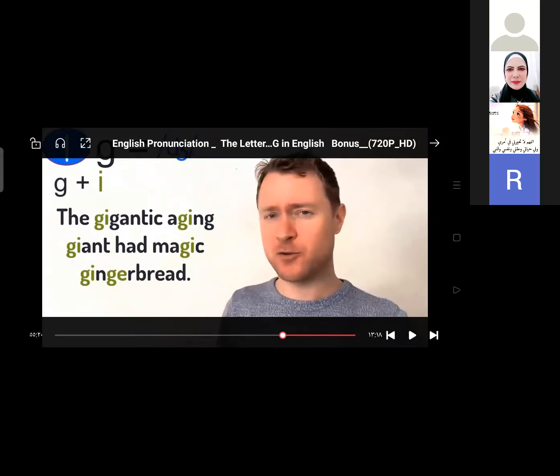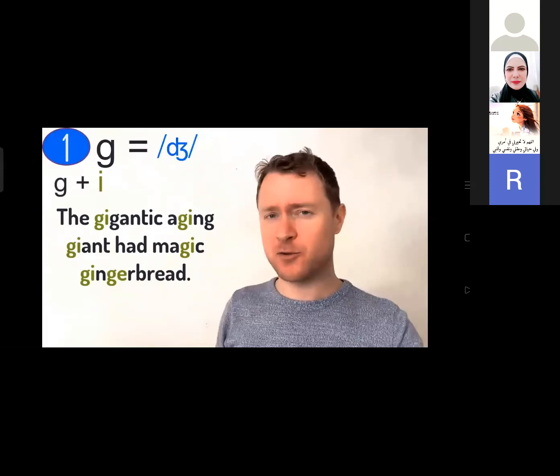Okay, one more time. Who can practice this sentence? I want one of you to practice this sentence, please. Who's ready? One of you, please. Yes.